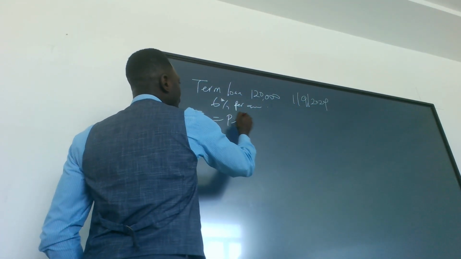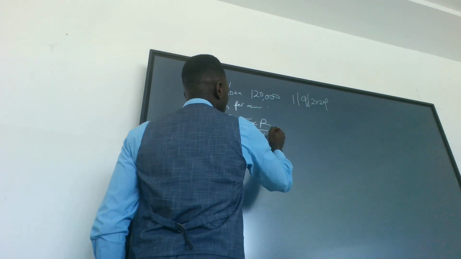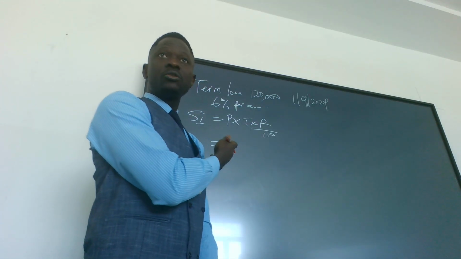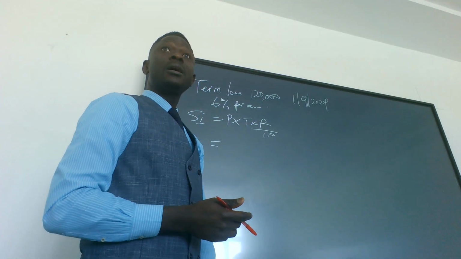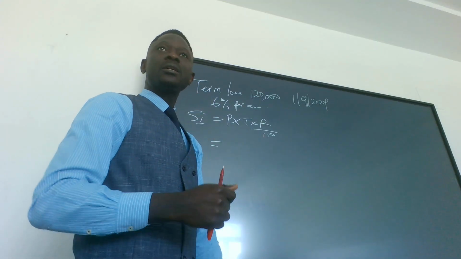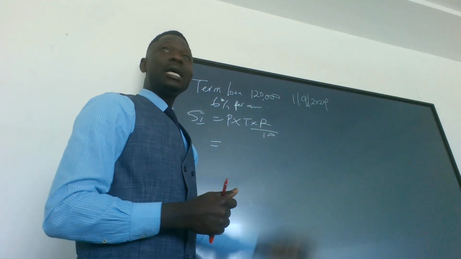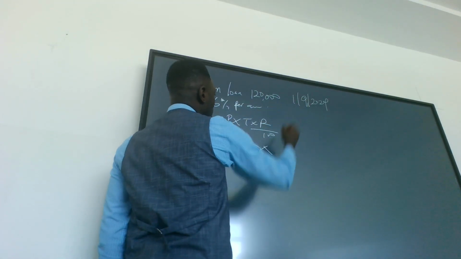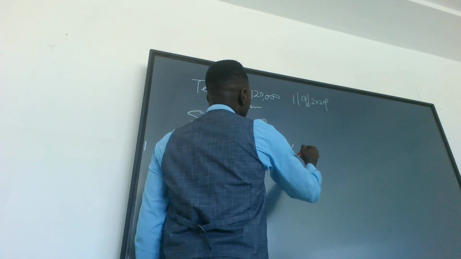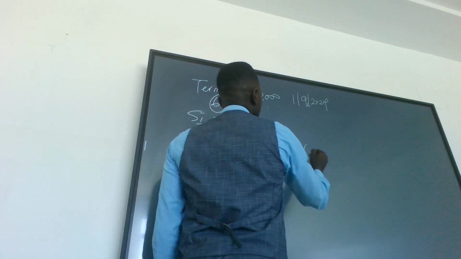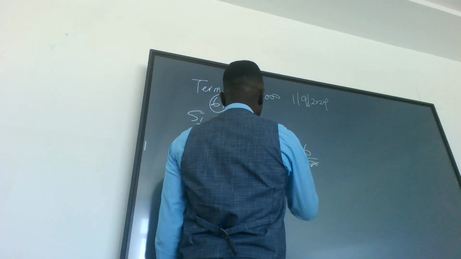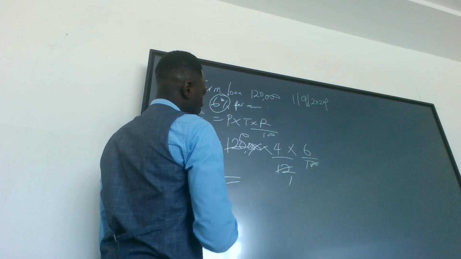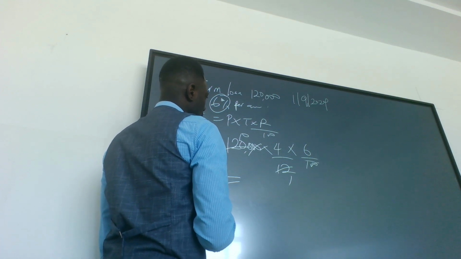Simple interest, 4 out of 12. Is that a formula? This is math. Simple interest, compound interest. What's P and T and R? Principal, the amount, which is 120,000. The time, 4 months, 4 over 12. And the R, rates, 6%. So we have 120,000 times 4 over 12 times 6 over 100.